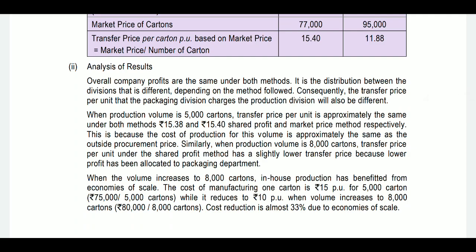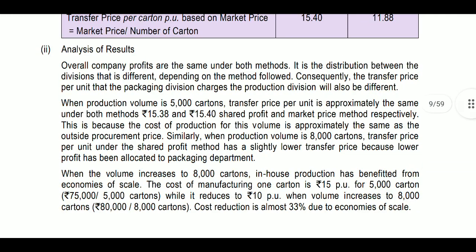Next, the analysis of whatever we have observed under both methods. The distribution between divisions is done differently. In the first case, the profit is allocated based on the profit calculated in the costing method. In the second method, we deduct the manufacturing cost and the market price directly. So it differs depending on the method followed. Consequently, the transfer price per unit that the packing division charges the production division will also be different.